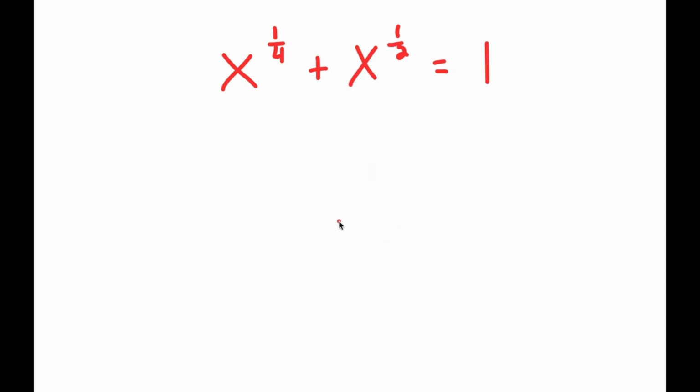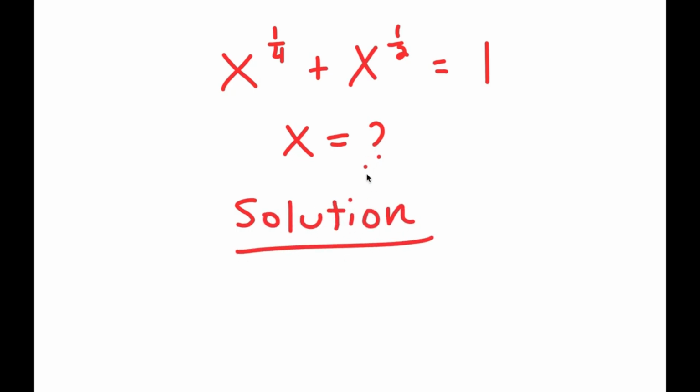Alright, so in this problem, I have x to the power of 1/4 plus x to the power of 1/2 is equal to 1. So, I want to find the value of x here. So for my solution, I'm going to first start by rewriting my equation. So I have x to the power of 1/4 plus x to the power of 1/2 is equal to 1.